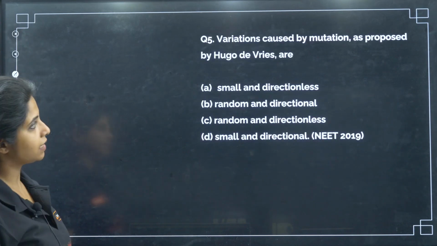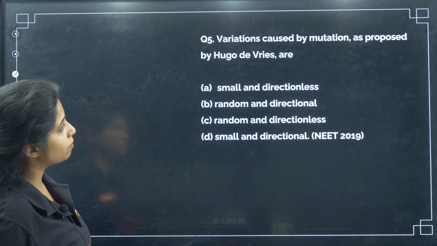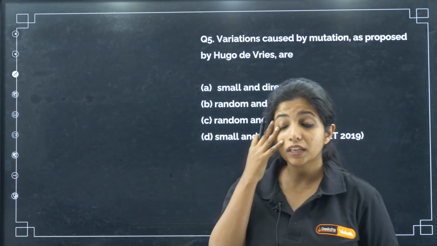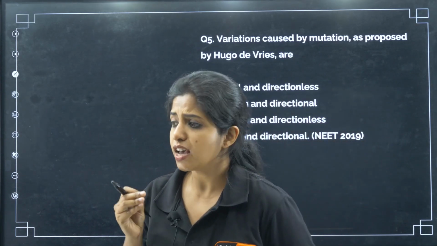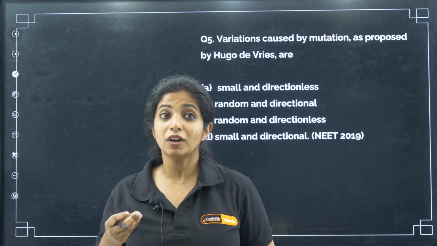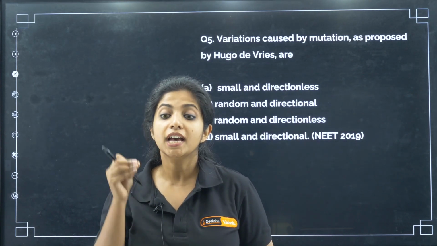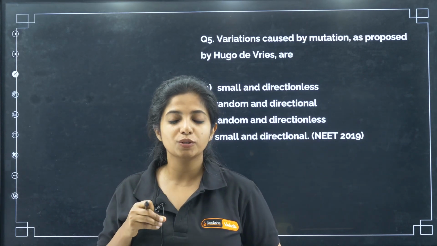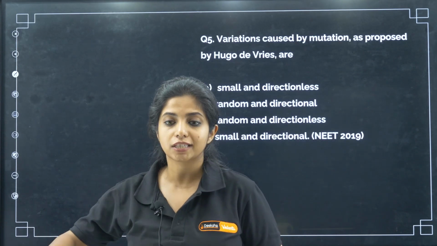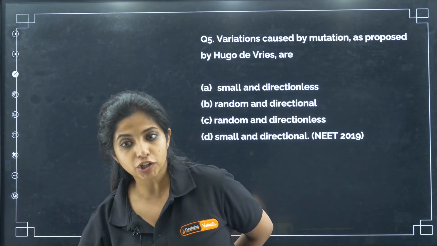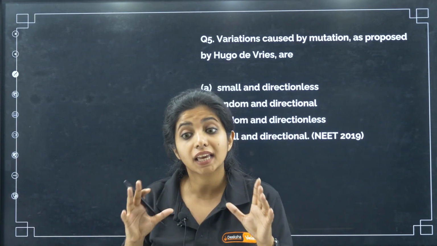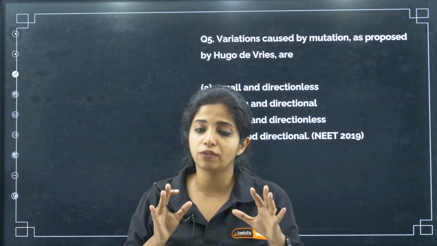A for apple. Next, variations caused by mutations as proposed by Hugo de Vries are. So, Hugo de Vries was working on primrose and he was the person who said that the variations that you see are not just small, it's a random process, it can happen randomly, and this is known as mutation. This is known as what? Mutation. And mutations are random and they are directionless. That means anything can happen. Good mutation can happen, bad mutation can happen. It can favor evolution, it cannot favor evolution. Anything can happen. That's what Hugo de Vries said.